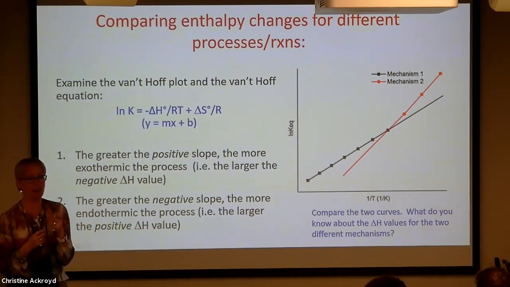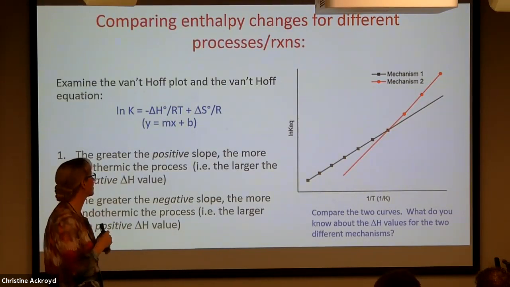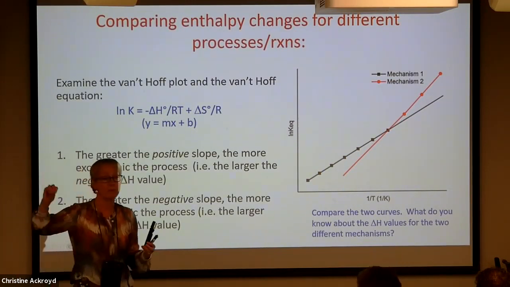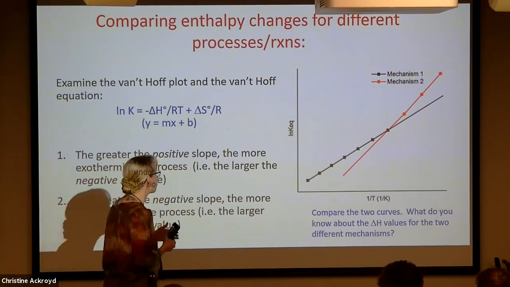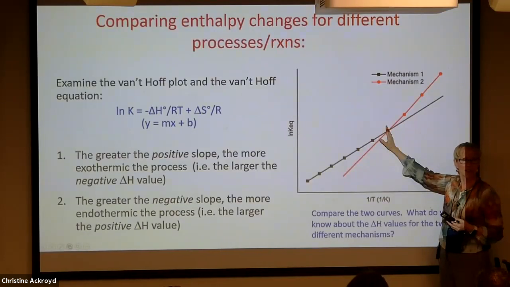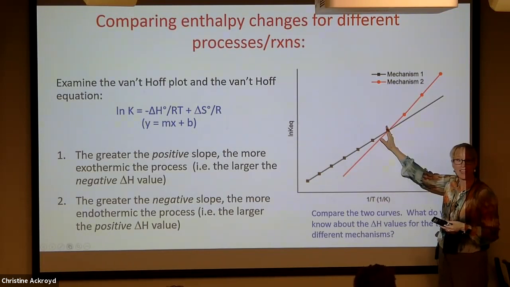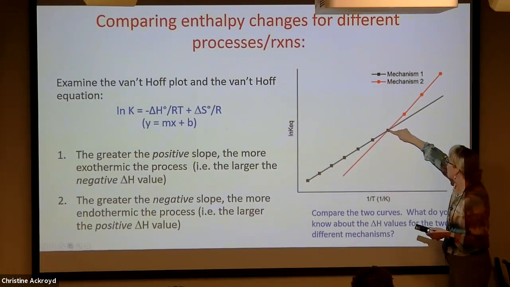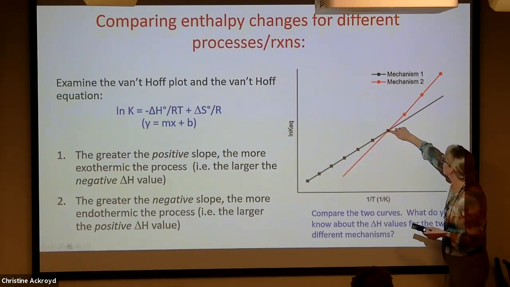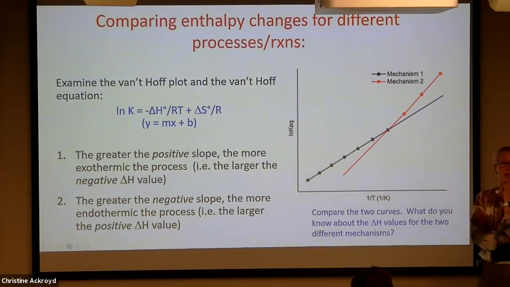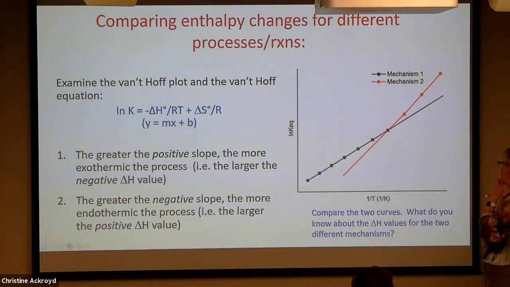Here's some data that I found online. It's kind of an interesting thing for this particular process. This process can go through two different mechanisms. And once you get to a certain temperature, the slope changes. So what does that tell you? It tells you that the delta H naught for the reaction has to change, which means the mechanism has to change. Okay. So we have two different mechanisms here, and then one at lower temperatures here. Which one has the more negative delta H?